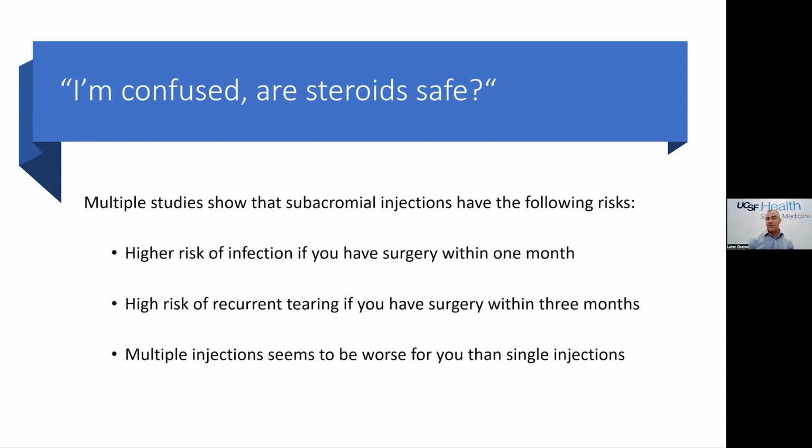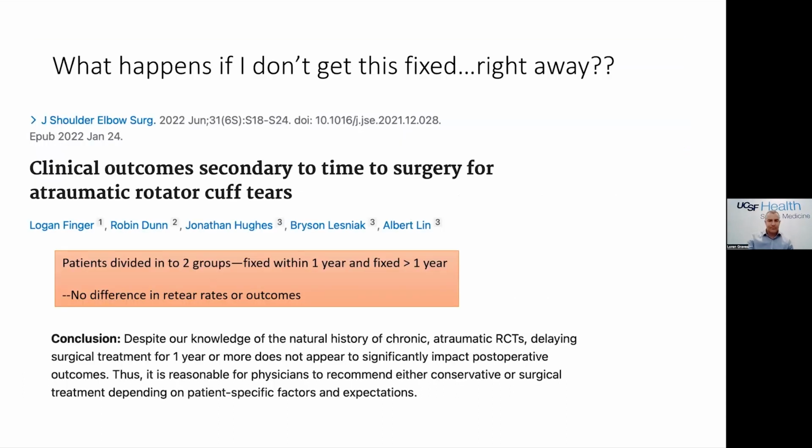So my protocol is I will try an injection, especially for somebody with a partial thickness tear, but I don't think it's a good treatment option for somebody with a full thickness tear, because I think those patients are going to be more likely to respond to physical therapy. If they don't respond to physical therapy, then I would recommend that they have surgery.